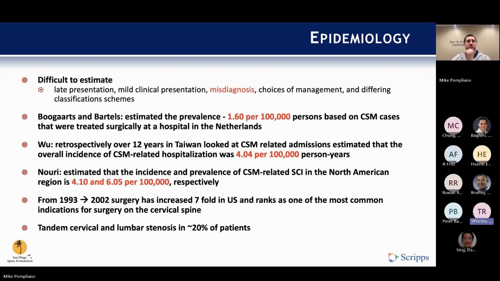It's important to keep in mind, too, that there's tandem cervical and lumbar stenosis in about 20% of patients, which can be challenging from their perspective from a functional aspect, but also from our perspective as providers with respect to which to address first.